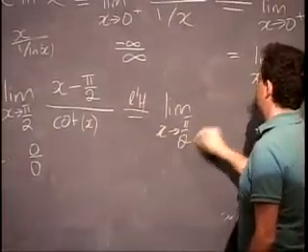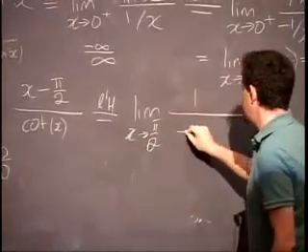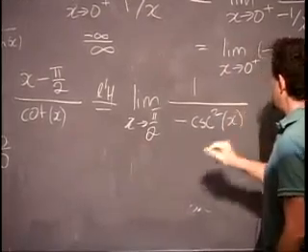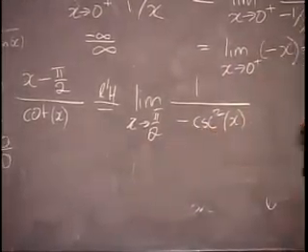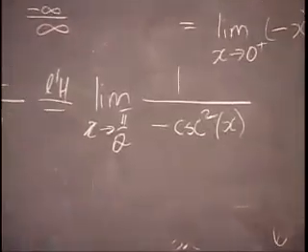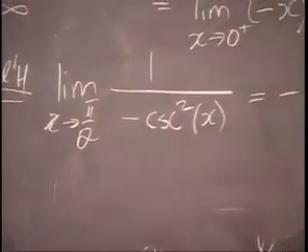And we just differentiate. We get 1 over the derivative of cotangent, which is minus cosecant squared. And of course, sine pi over 2 is 1, so cosecant pi over 2 is 1. Cosecant squared is also 1. We still have the minus, so this is minus 1.